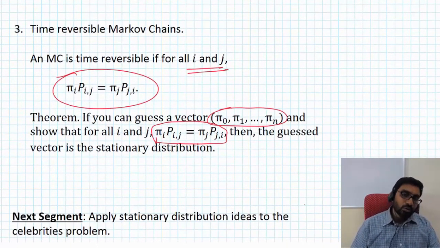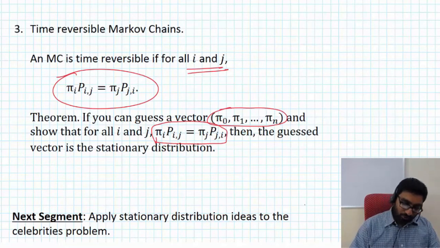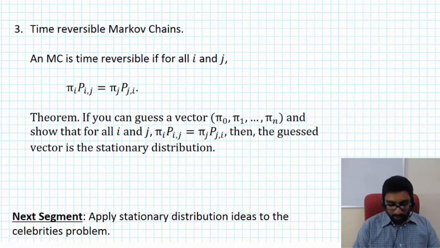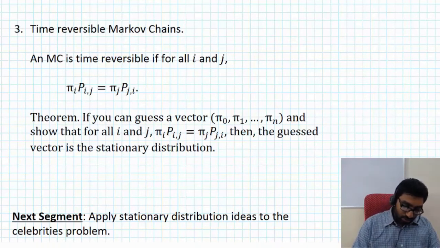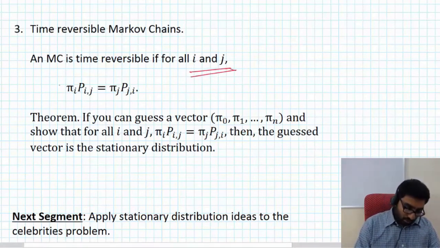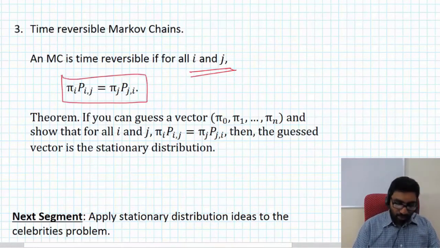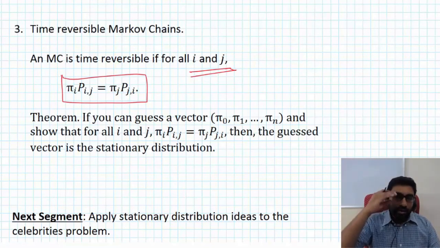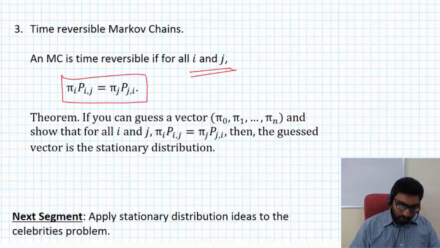The third technique to compute the stationary distribution applies only to time reversible Markov chains. A Markov chain is said to be time reversible if for every pair of states i and j, this equation holds: pi i times the probability of transitioning from i to j equals pi j times the probability of transitioning from j to i. Okay. And why is this called time reversible? Well, we're going to have an exercise problem dedicated to gaining an understanding of why this is called time reversible. So for now, let's just keep this definition in mind.